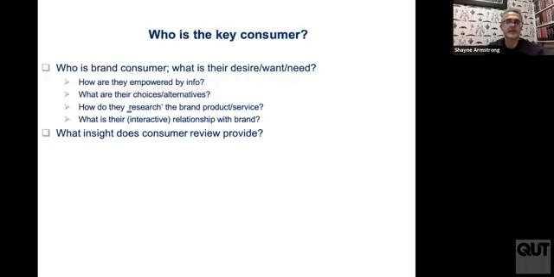Okay, so who's the key consumer? What's their desire, want, or need in life and in relation to the brand? How are they empowered by information? How can we actually reach them? What are their choices or alternatives? That is, what are their competitors? And as I said before, it can be an attitude as well, not just a physical competitor.